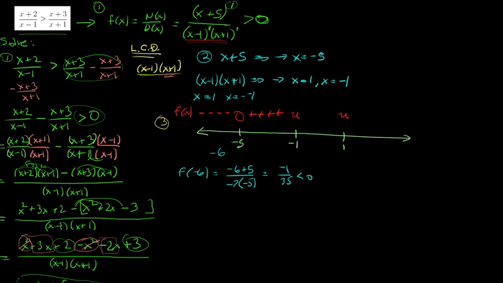Now, if you don't believe me, pick your favorite number between negative 5 and negative 1. I like negative 2, so let's plug that in. We get negative 2 plus 5 divided by negative 2 minus 1, which is negative 3. Negative 2 plus 1 is negative 1. So we're going to get 3 divided by 1, which is 3, and 3 is a positive number. Sorry, I don't mean to put minus signs there. I mean to highlight the fact that this was bound to be a positive.